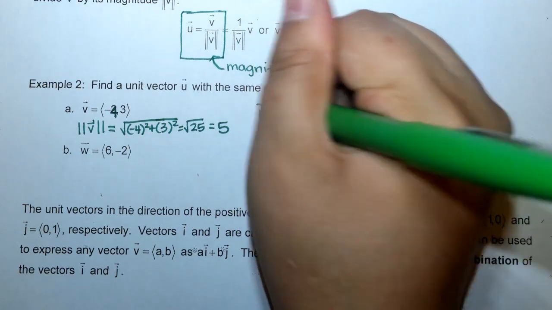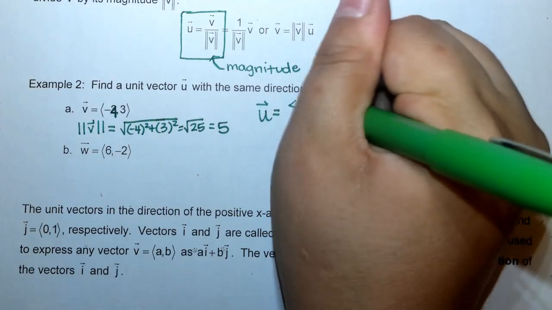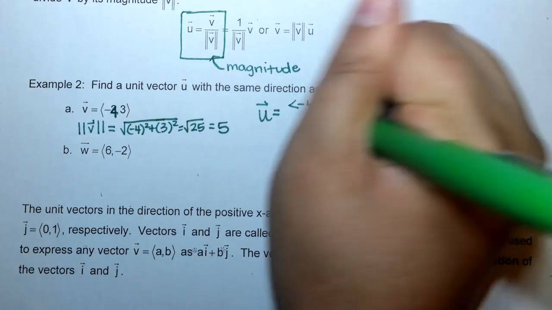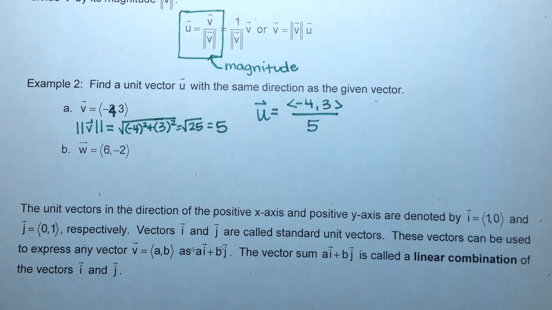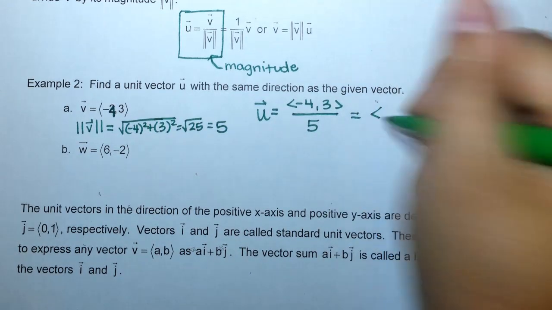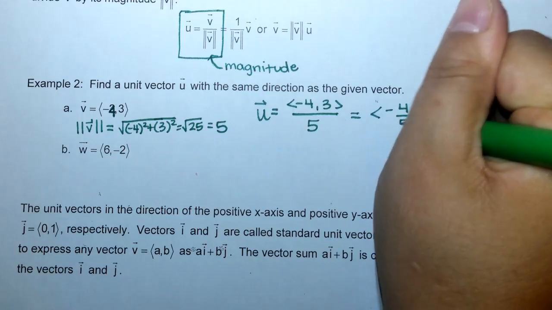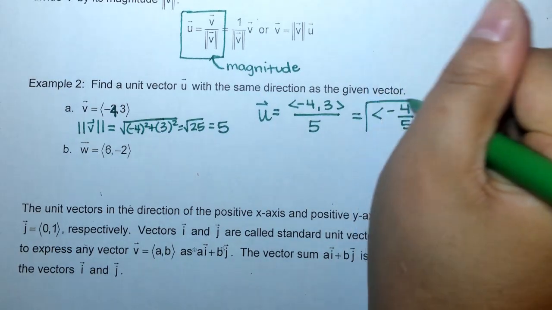So to find the unit vector, I'm going to take vector v, -4, 3, and divide it by that magnitude I just got, 5. So what is my unit vector going to be? -4/5 and 3/5.